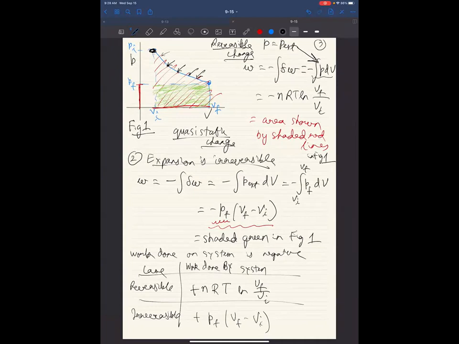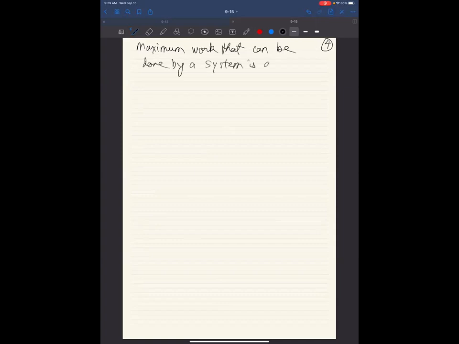And that's a really profound observation, that the maximum work that can be done by a system is during reversible change. This is super, super important. This is really our first glimpse of the second law of thermodynamics. The more you are doing change irreversibly, the less work you will be able to get out of a system.